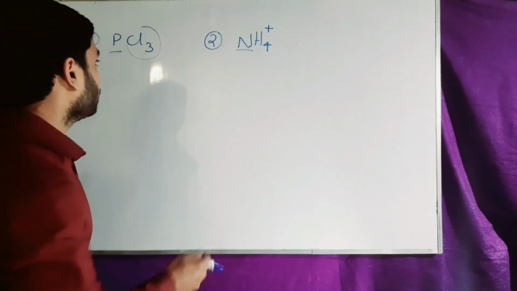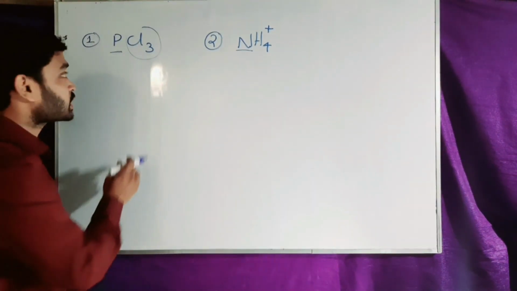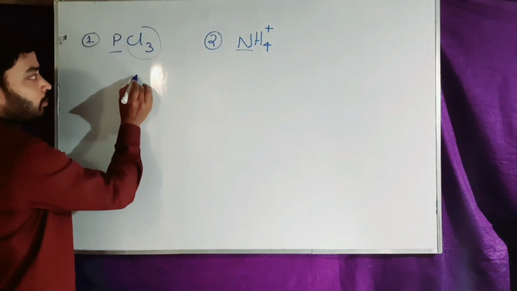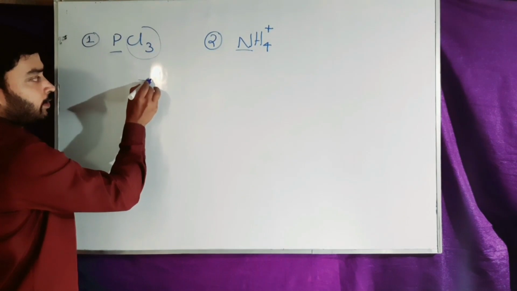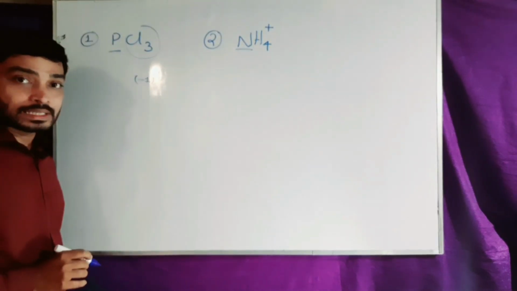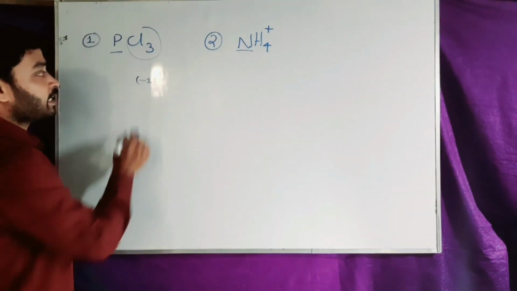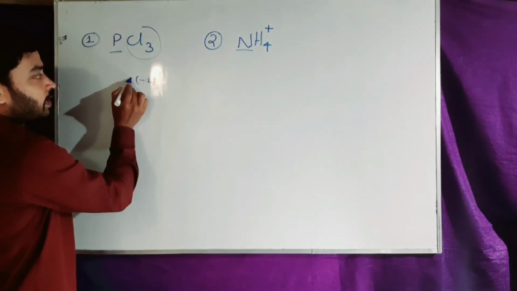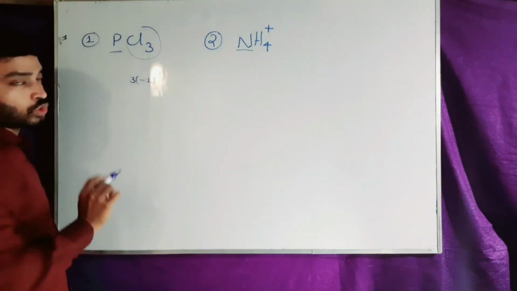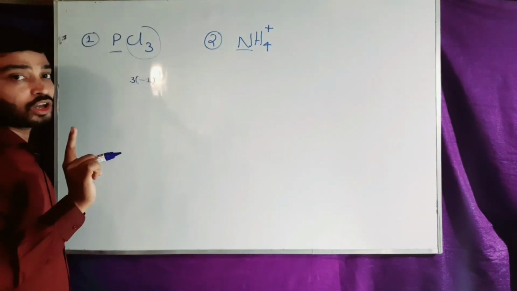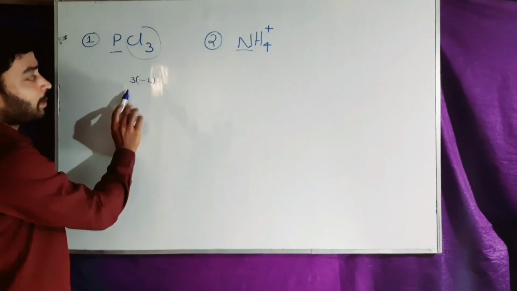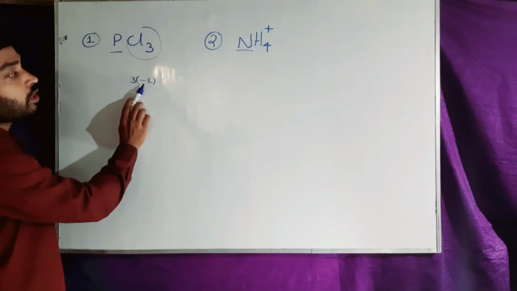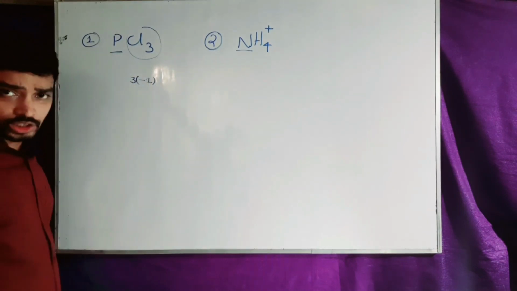So if you have tried, match your answer with mine. In this case, you know that the oxidation number for chlorine is -1, as it is a group 17 element, and the group 17 elements have their oxidation number -1. For 3 chlorine atoms I am multiplying by 3, because we always multiply the total number of halogen atoms with their oxidation number.